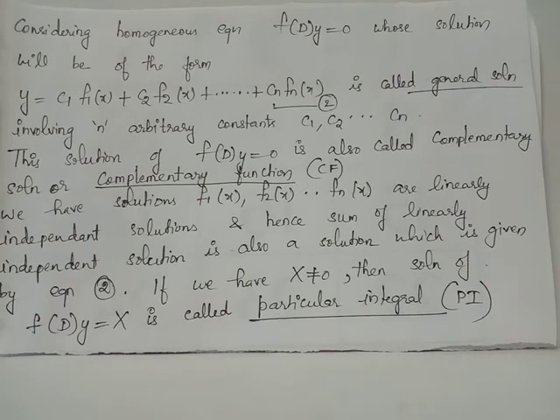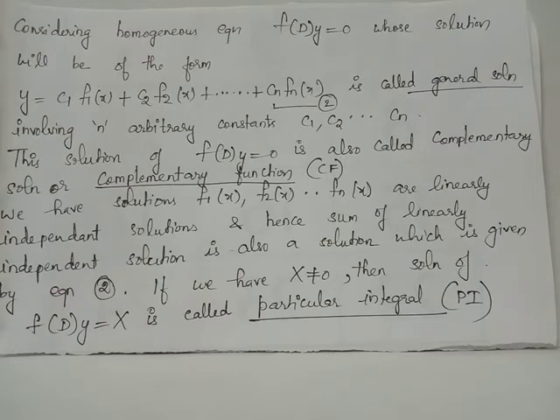That is, considering f of D acting on y equals 0, we have the solution y equals c1 times f1 of x plus c2 times f2 of x plus etc. plus cn times fn of x, which will be called the general solution, where c1, c2, c3 etc. cn are the arbitrary constants. Actually, we have y1 equals f1 of x, y2 equals f2 of x, etc., yn equals fn of x as the solutions.